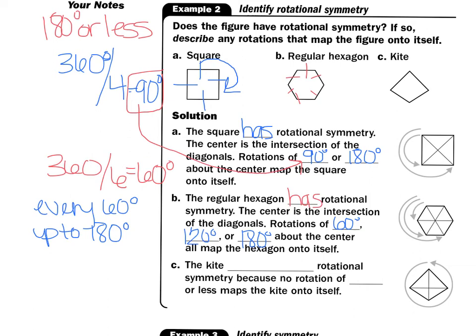Now looking at the kite. The kite here only has one line of symmetry. And the kite being disproportionate as it is, it's not going to have rotational symmetry because it takes 360 degrees to map back onto itself. You must turn it all the way around, and that doesn't work for us. It must be 180 or less.